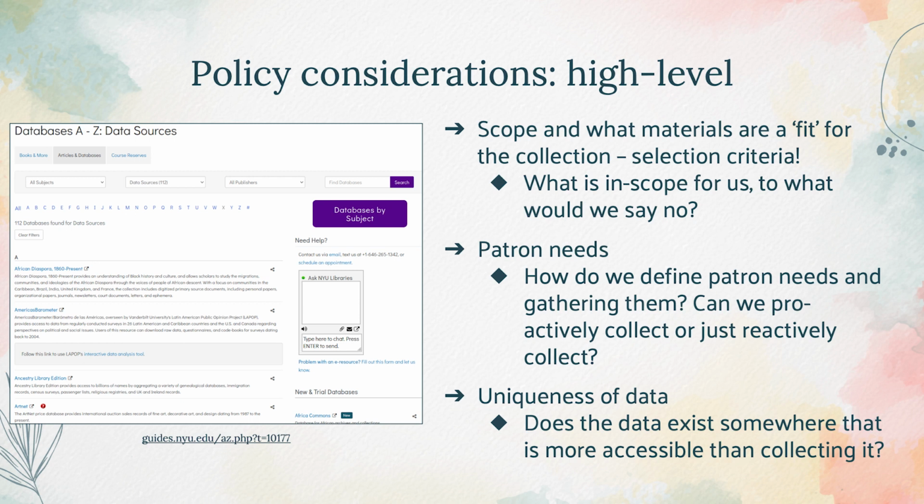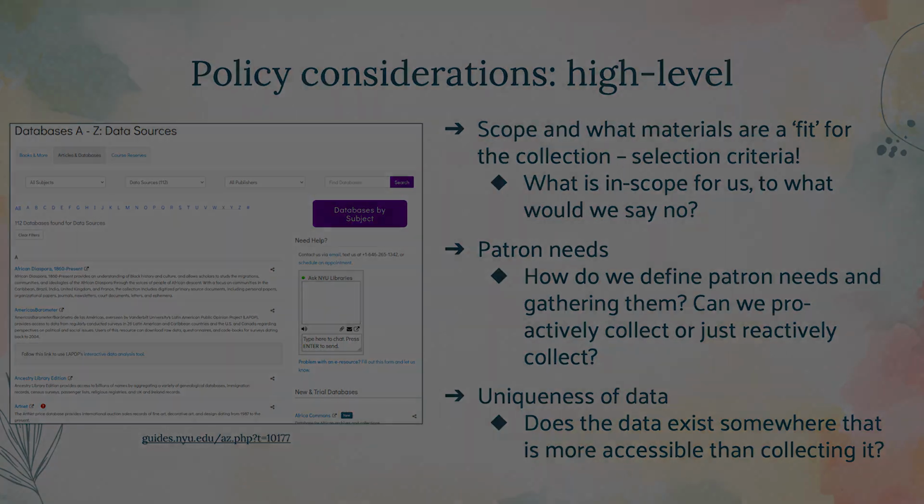Of course, this dovetails nicely with patrons' needs, right? We need to define and gather patrons' needs. We want to proactively collect as well as reactively collect. And then the uniqueness. So we don't want to collect something that's publicly available somewhere else, right? It doesn't make sense. So we just want to make sure that we're collecting things that would be really hard for our patrons to get otherwise.